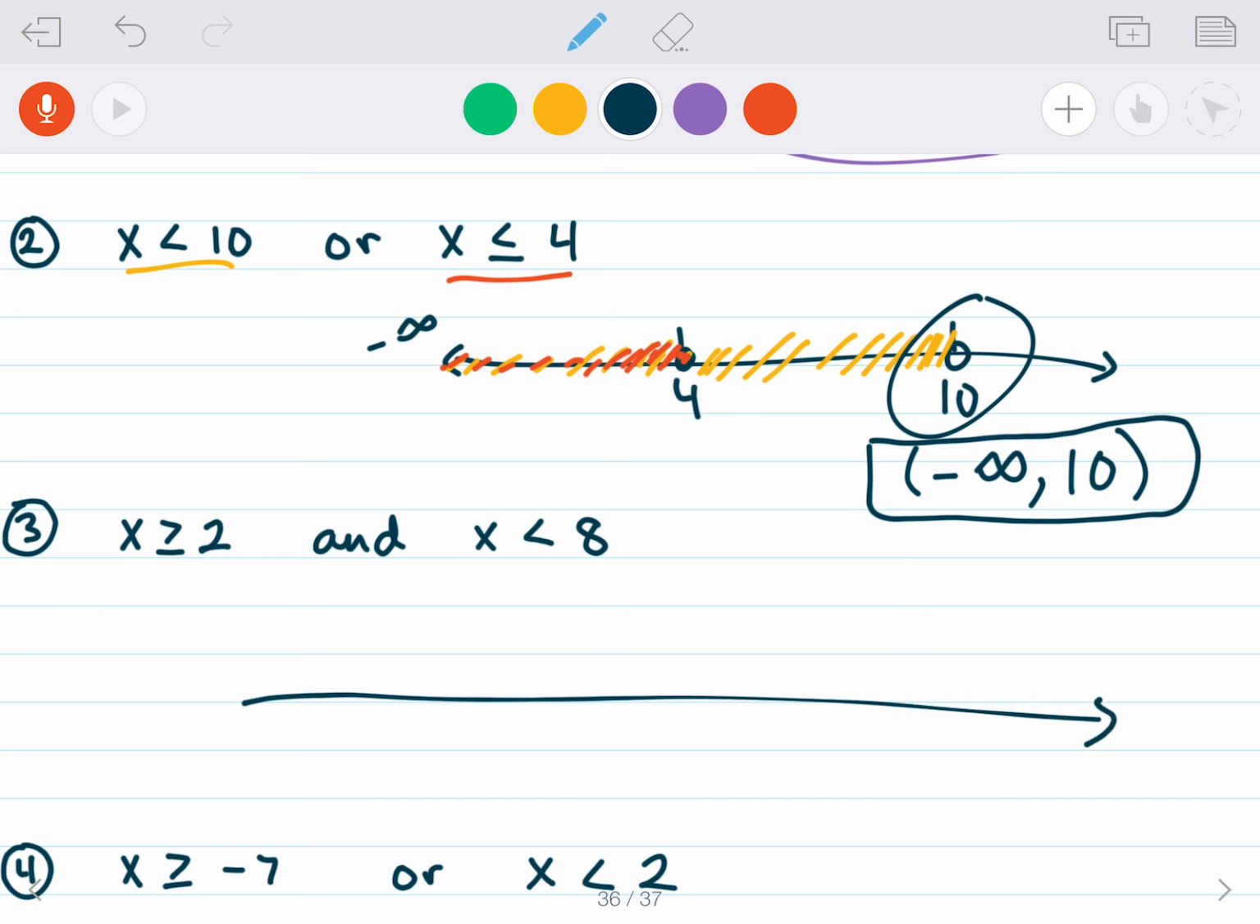Alright, now we have an and, so we're looking at the overlap. So I'll plot my points first at 2 with a closed dot, and then at 8 with an open dot. So for x is bigger than or equal to 2, I'm going to shade to the right, including 2. And then for x is less than 8, I'm going to shade everything to the left of 8.